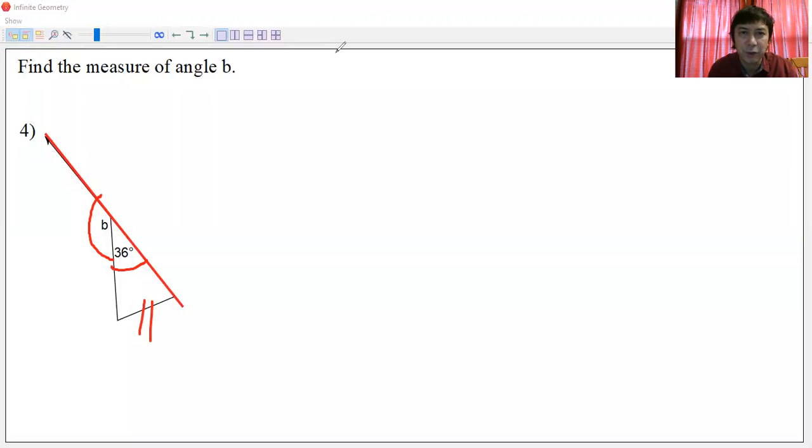So all you need to do is figure out the working equation. For the solution, we have the equation B plus 36 should be equal to a straight angle, 180 degrees. They are supplementary. Okay, so we're going to solve this.